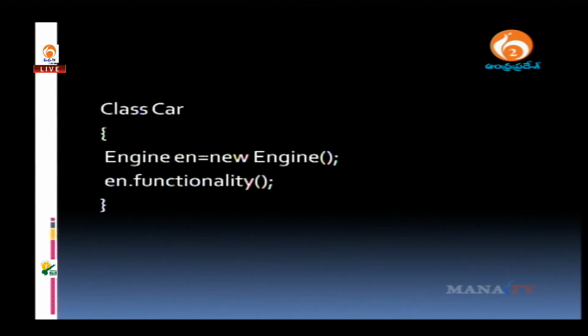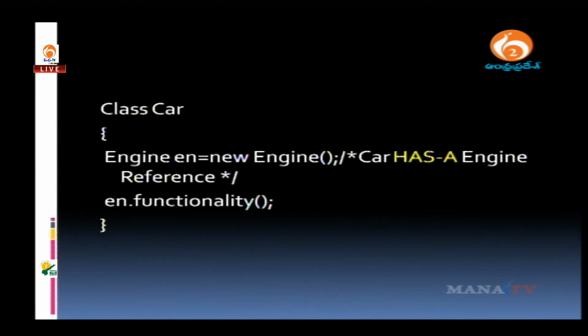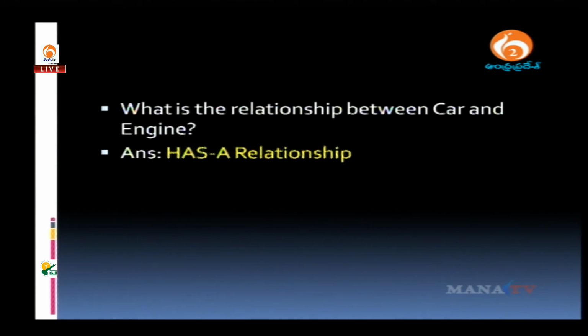Just see that: Engine en equal to new Engine, then en dot functionality. So we are reusing that function. Here the car has an engine class reference; en is an engine class reference. En dot functionality. So what is the relationship between car and engine here? That relationship is called the has-a relationship.